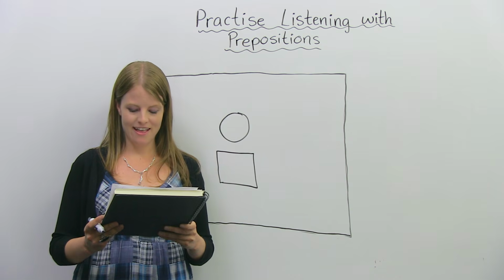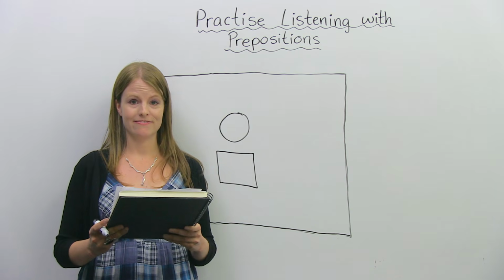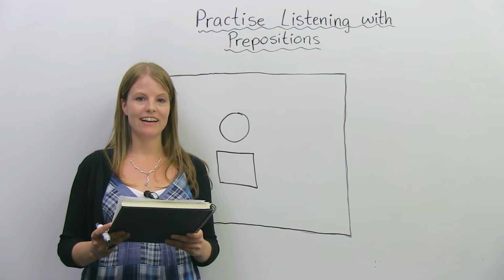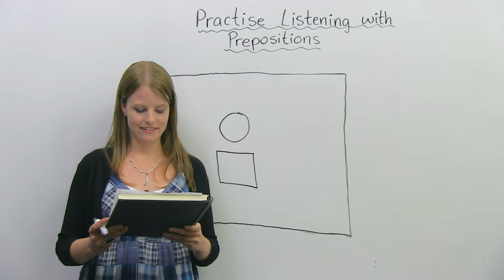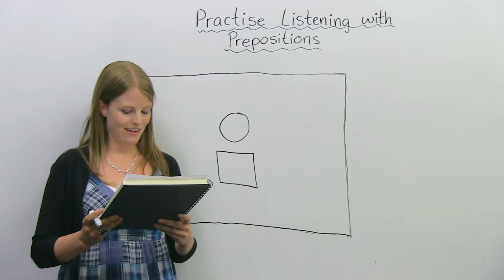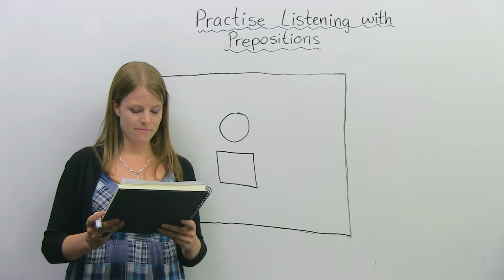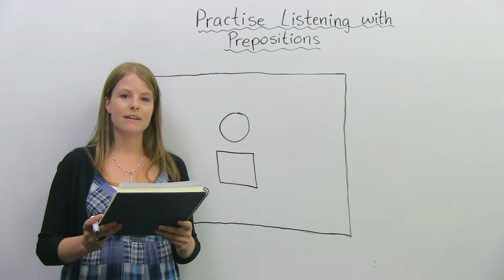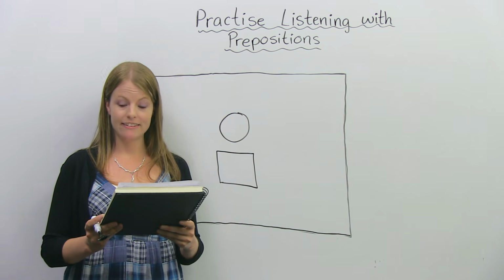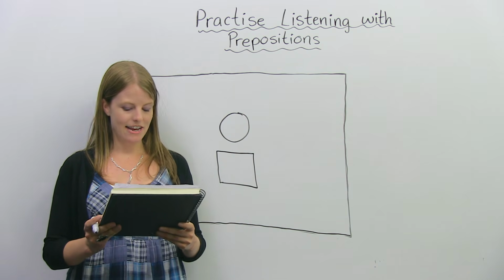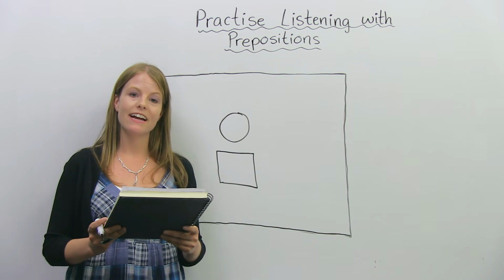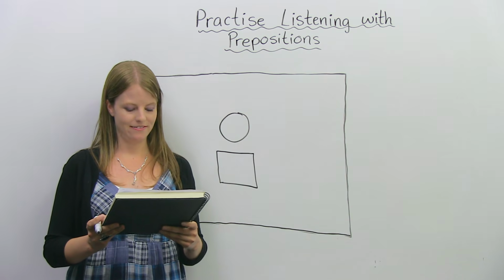Inside the square, there is a heart. Inside the square, there is a heart. All right, so not too many more instructions to go. The next instructions are, in the bottom left corner of the paper, there is a triangle. In the bottom left corner of the paper, there is a triangle.